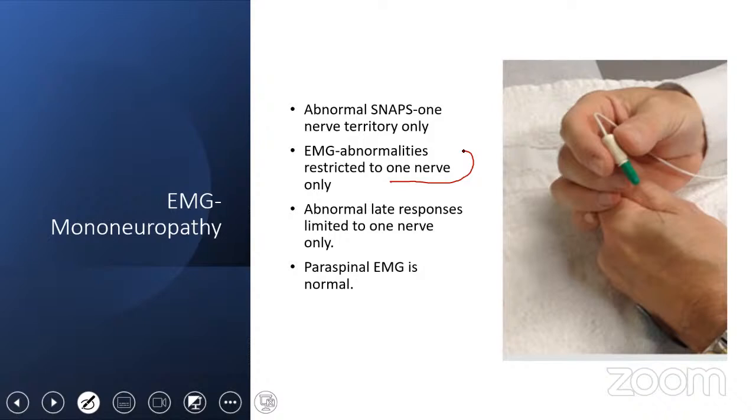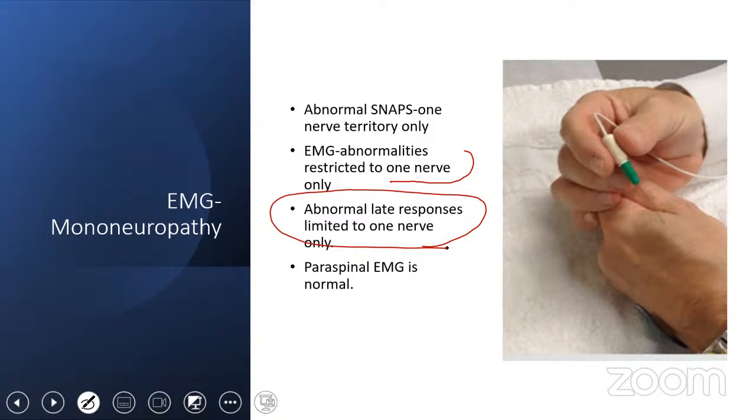That means if the posterior tibial nerve is involved, then you can see it in tibialis posterior. Abnormal late responses are limited to one nerve only, like most of the responses such as the H reflex. The paraspinal EMG is normal because the root is preserved here, and these are mononeuropathy features.